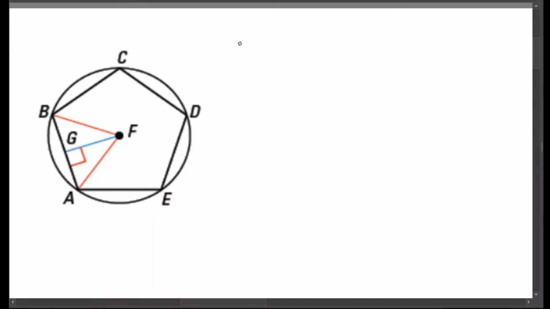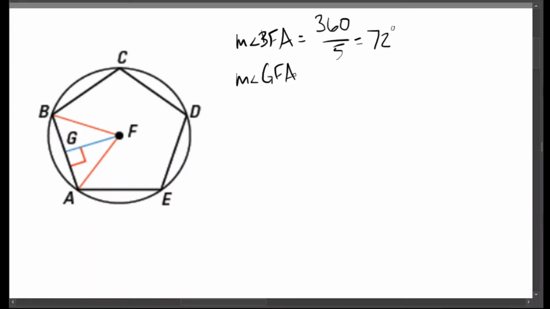Let's start with our central angle here that's marked. I've got angle BFA. The measure of angle BFA will be equal to, well, I've got a pentagon here, so there are 5 sides, which means that I have 5 central angles. They'll all add to 360 degrees, so the measure of angle BFA will be 360 divided by 5, which is 72 degrees. That means if I want to find the measure of angle GFA, that will be half of that angle, 36 degrees.